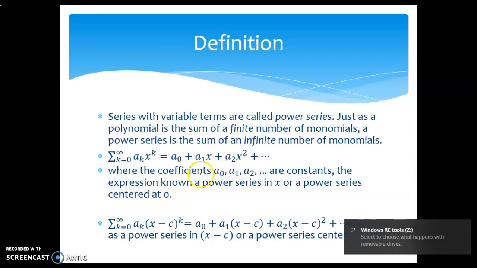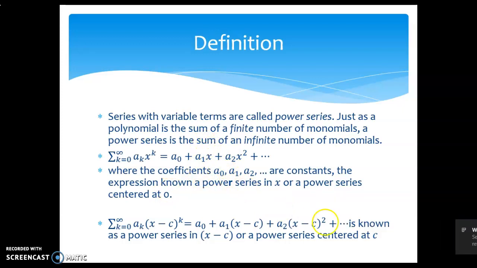A series with variable terms is known as a power series. So it looks like this. Most of the time the series starts from 1, but now because we introduce x, we're going to start from 0. So it's going to be a_0 plus a_1 x plus a_2 x squared. This is just an example of a power series centered at 0. This is an example of a power series centered at c, c here being a number.